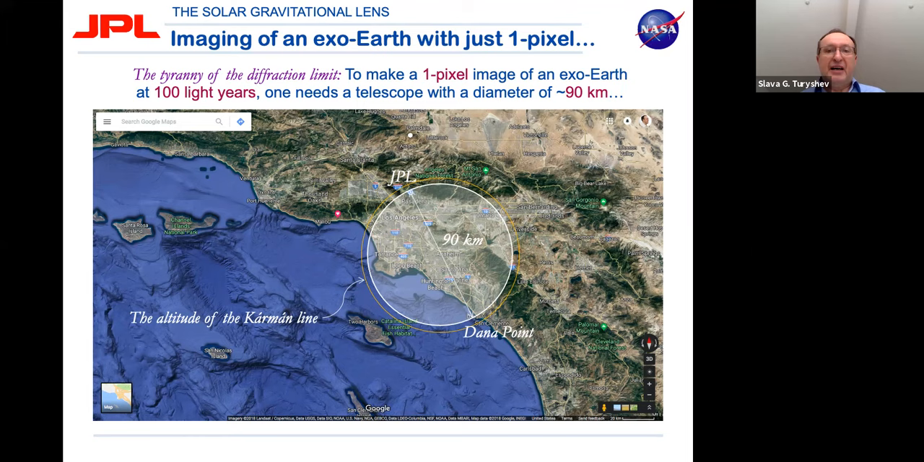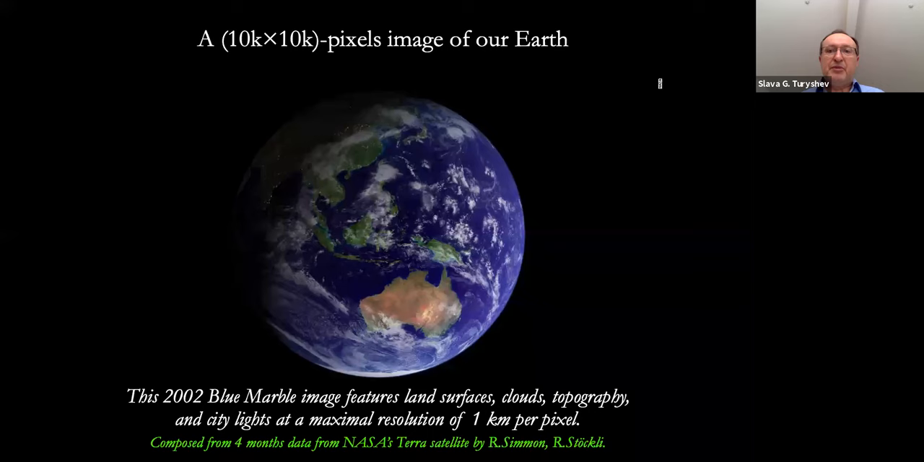If you talk about multi-pixel imaging, such as this picture, the Blue Marble taken in 2002, this picture is 10,000 by 10,000 pixels. Can we ever have pictures like that of distant worlds? The reality is that not with current techniques, not with current astronomical capabilities. And besides visiting those objects, maybe in 300 years from today, can we do something by remote investigation? So, looking at those objects remotely.